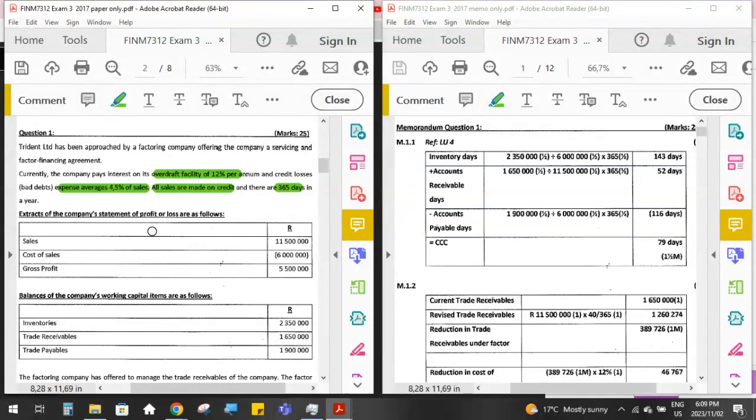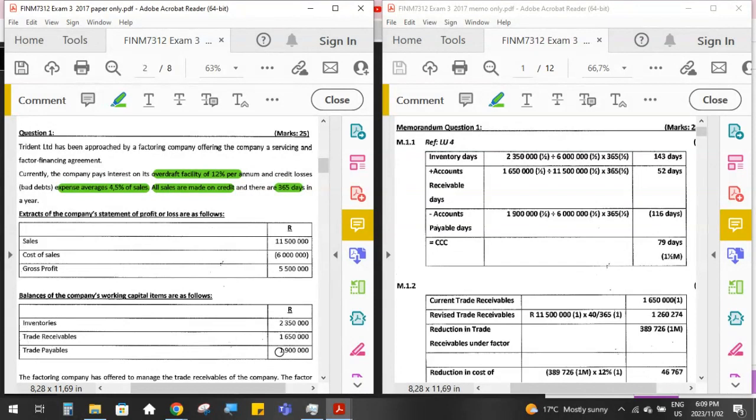Then they've given us part of the profit and loss, so sales minus cost of sales and gross profit, just those three figures, and balances of the company's working capital as at the end of the year: inventories, trade receivables, and trade payables. So also, again, you'll notice in this question, they've only given us 1 year's worth of closing balances for our working capital, which is absolutely fine.